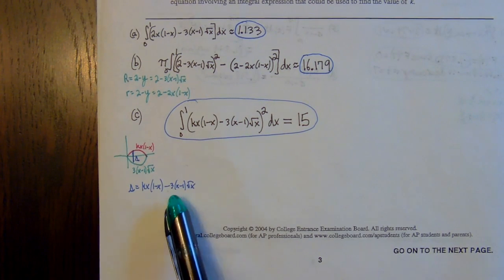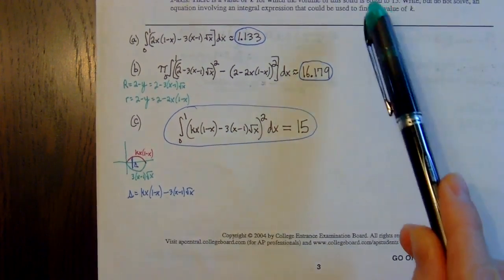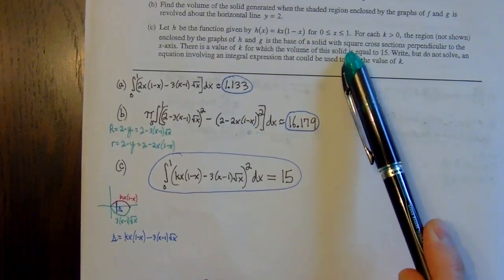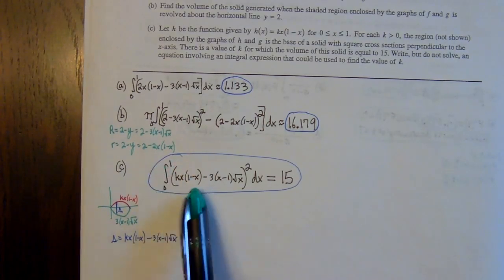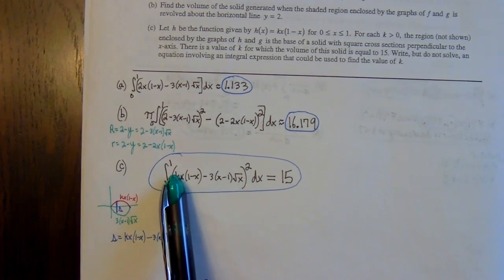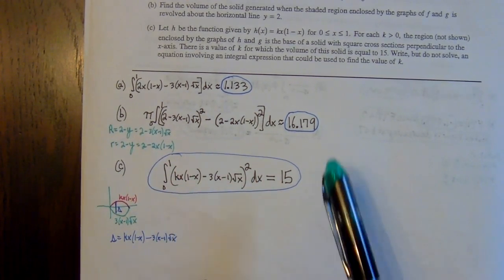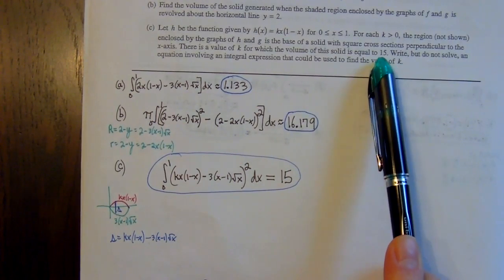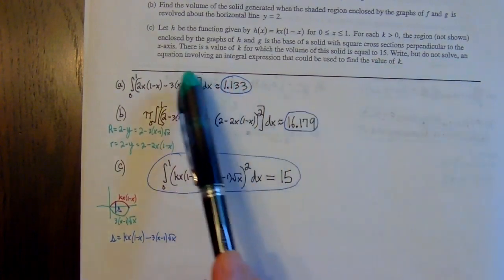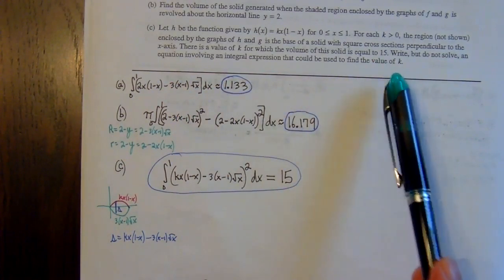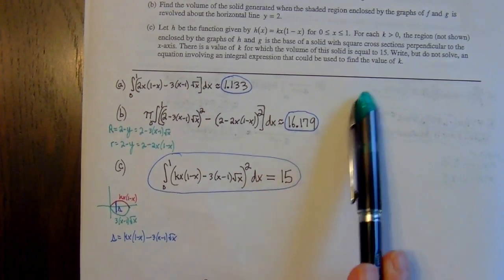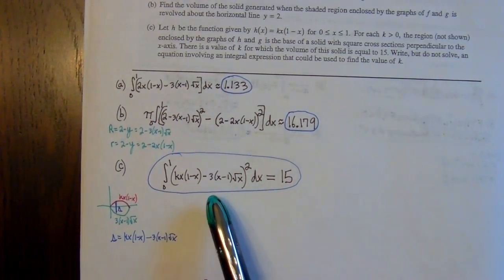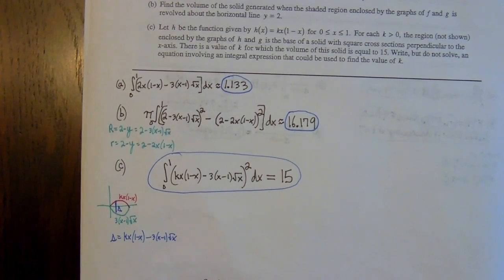And then remember, that's one side of your shape. So since they say we're using square cross sections, that's our easy one, right? We like the squares. You just integrate the area of your cross-section shape. So you integrate that thing squared. So I integrate that thing squared between 0 and 1, and they tell us that volume is equal to 15, right? So it says write, but do not solve an equation involving an integral expression that could be used to find the value of k. So you need to have the equal sign right there because it says write an equation. And then they tell us that volume is equal to 15. So it's just like your cross section.